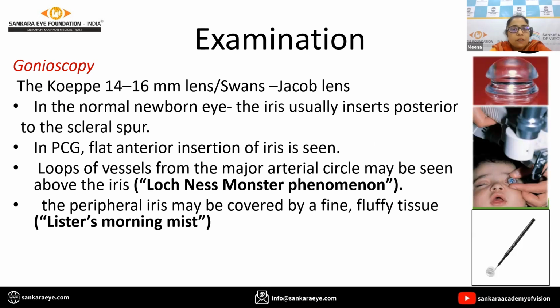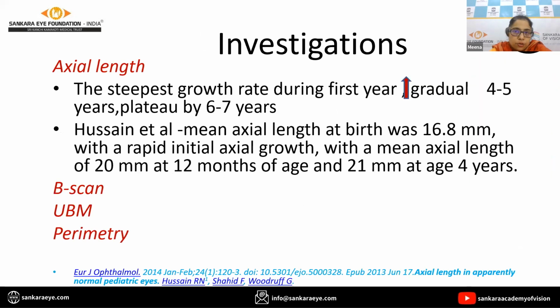Loops of vessels from the major circle can be seen above the iris, which is called the Loch Ness Monster phenomenon. And the peripheral iris can be covered by a very fine, fluffy kind of tissue, which is called Lister's morning mist. These are some of the findings which we may encounter when we do a direct gonioscopy.